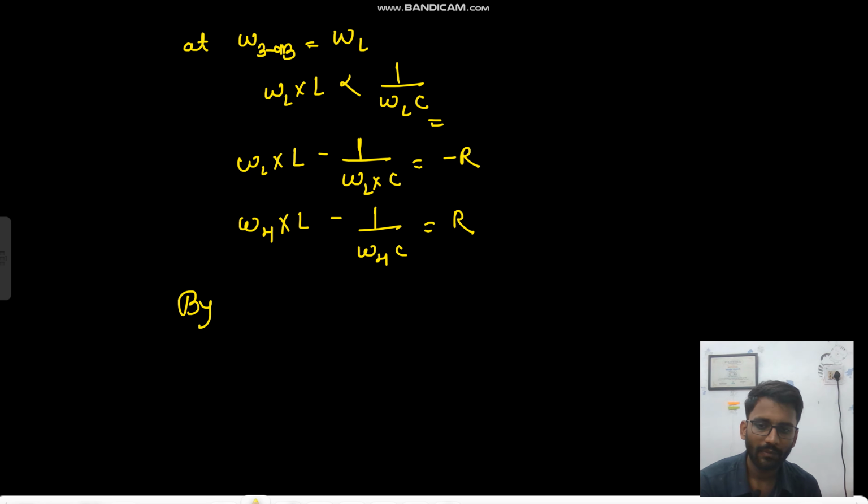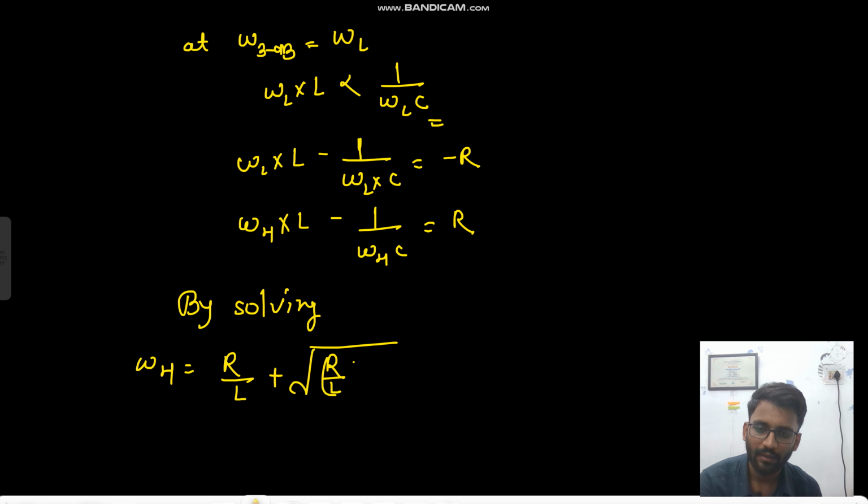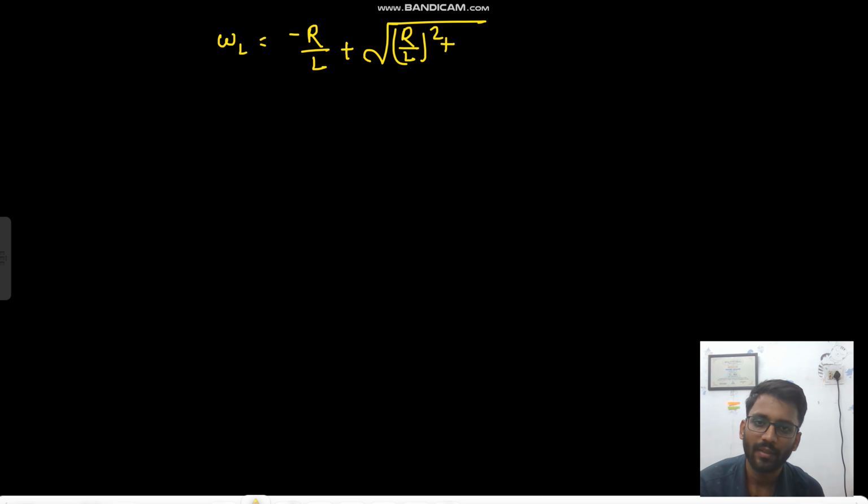So by solving, what do you get? Omega H is equal to R by L plus root of R by L whole square plus 4 by LC, all divided by 2. And omega L will be minus R by L plus root of R by L whole square plus 4 by LC, all divided by 2.